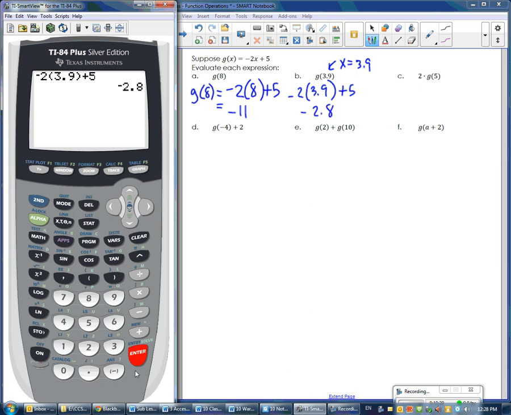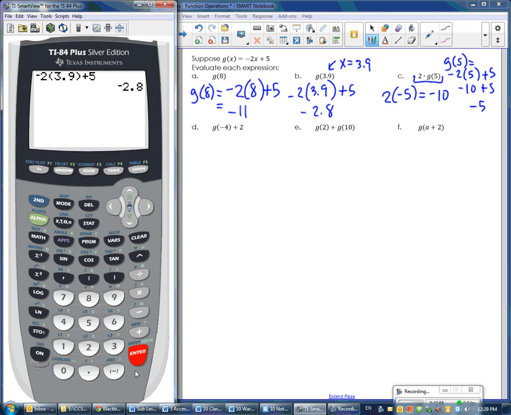Notice that I can also involve other operations. So in letter C, I want to take 2 times g of 5. So I can evaluate g of 5 first if I want, and then multiply it by 2, or I can do the whole thing all at once. It doesn't really matter. Let's go ahead and do the g of 5 first. So g of 5 is just going to be negative 2 times 5 plus 5. That's negative 10 plus 5, which is simply negative 5. And so to evaluate this expression, I'm just going to take 2 times negative 5, and that gives me negative 10.